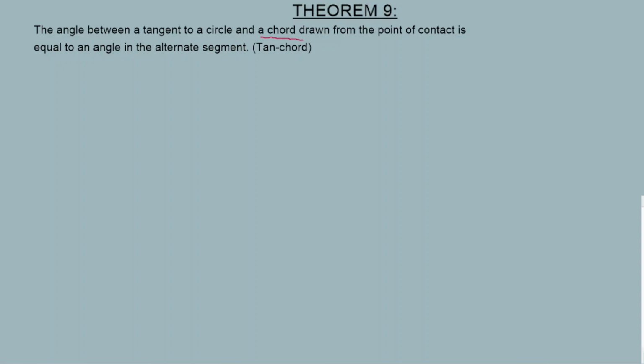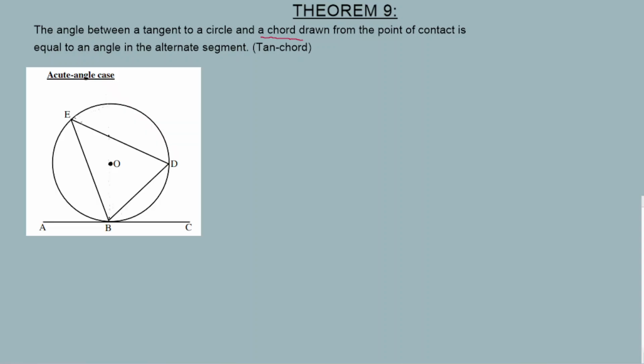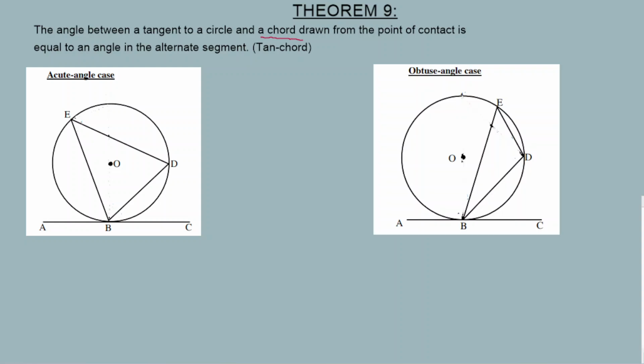Theorem 9 has two cases. There's the acute angle case, and there is also the obtuse angle case. So Theorem 9 says this angle is equal to this angle. This angle is equal to this angle. In this case, this angle is equal to this angle. This angle is equal to that angle, right?